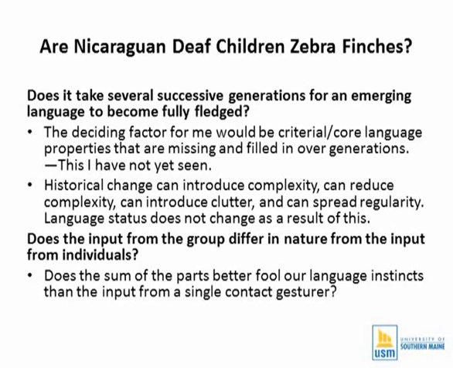but language status does not change as a result of that. So the question is, does the input from the group, the second question about the zebra finches, which is why I asked Tecumseh yesterday about the analysis where he said, well, the problem was they didn't look at the individual birds, they lumped them all together. Well, if you think of the community that you're exposed to as a beehive of information, it's possible that the sum of the parts will better fool an individual than the input from a single signer. So if you have a lot of kids all trying to communicate with each other, repeating each other, repeating what they're doing and throwing things out there, your impression of the data may actually be richer in its entirety than it would be for any one member of the group.